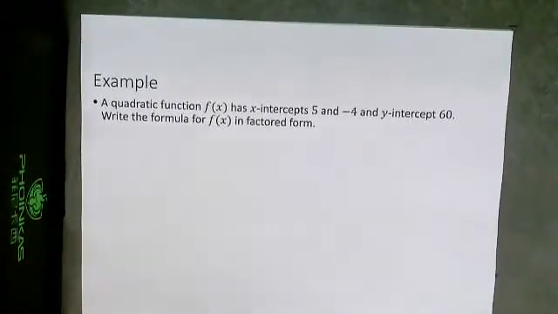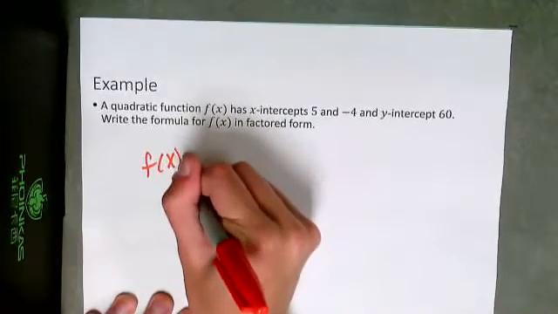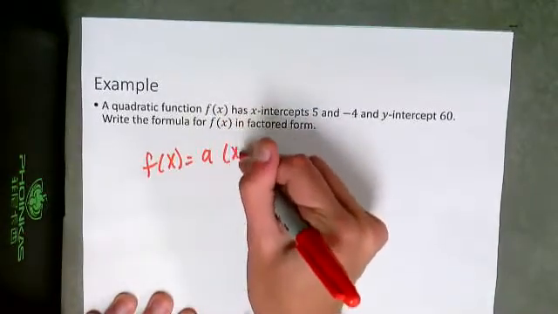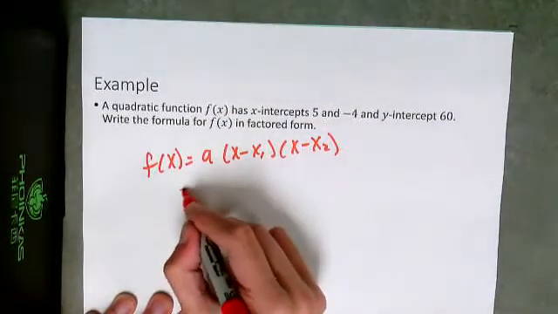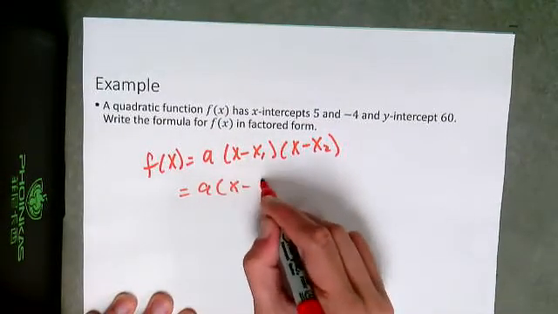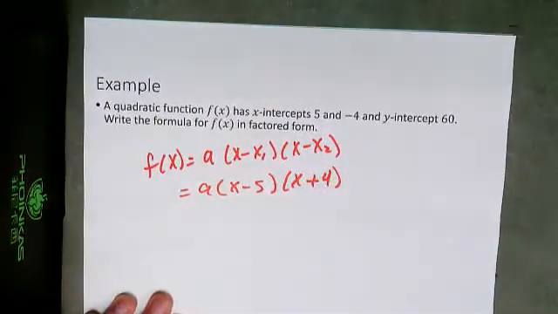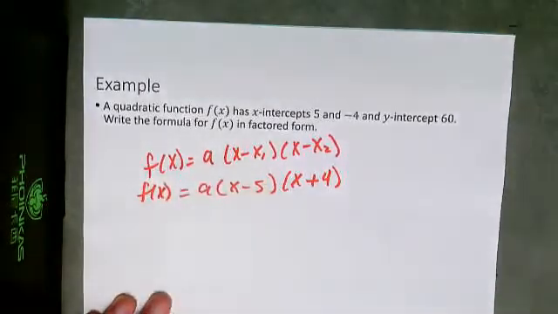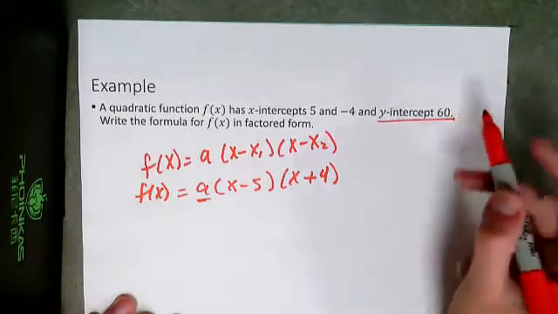A quadratic function f of x has x-intercepts at 5 and negative 4 and has a y-intercept of 60. Write a formula for f of x in factored form. Okay, so f of x is equal to a times (x minus x1)(x minus x2). So this is equal to a times (x minus 5), that's the first one that was listed, (x plus 4). The only thing we're missing again is this little a value, and that's where the y-intercept of 60 comes in.